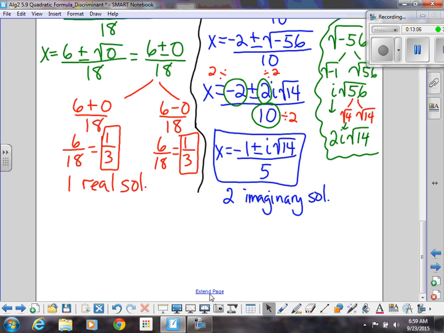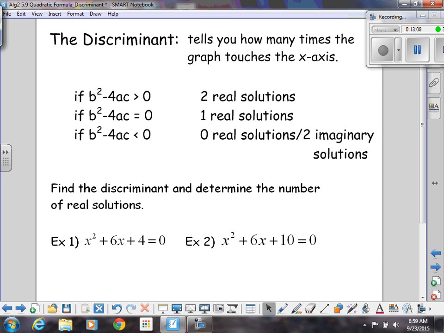All right, so now let's go to the back and talk about the discriminant. This is probably a new topic for you. The discriminant is just a shortcut. It tells you how many times the graph is going to touch the x-axis. The discriminant is this formula right here, b squared minus 4ac. I don't know if that looks familiar to you, but that comes from the square root part of the quadratic formula. So we're just looking at the number that's underneath the square root.